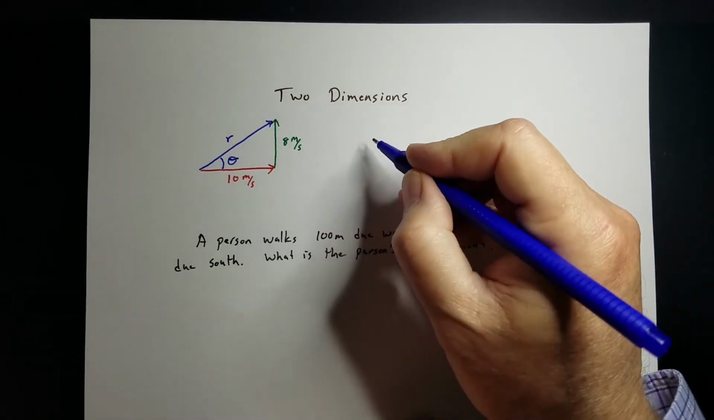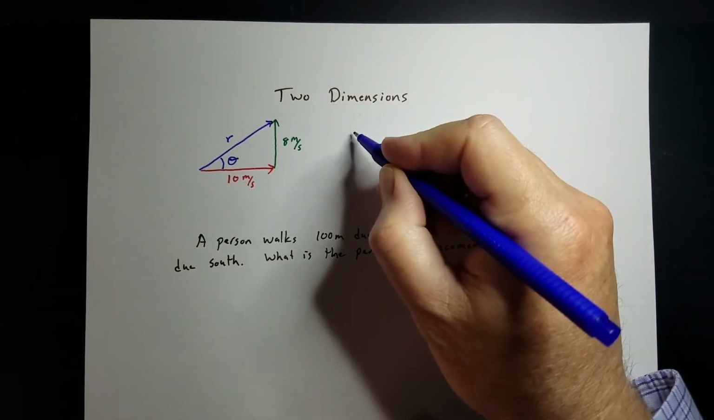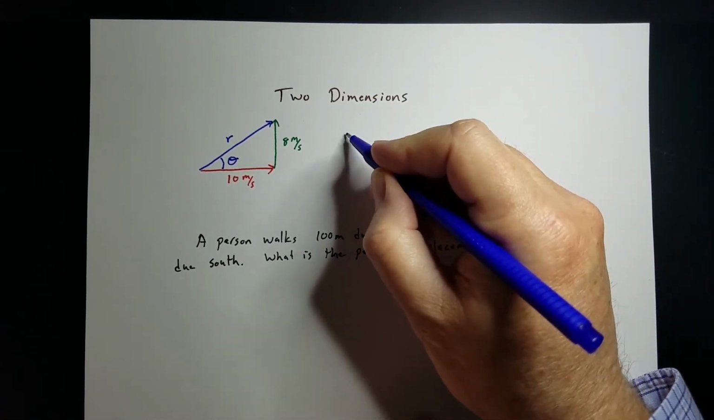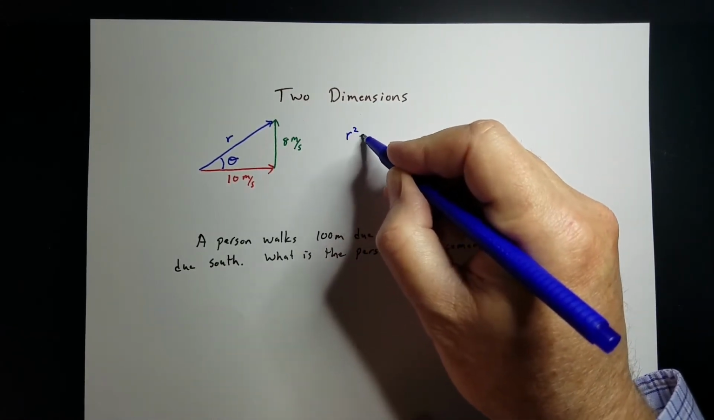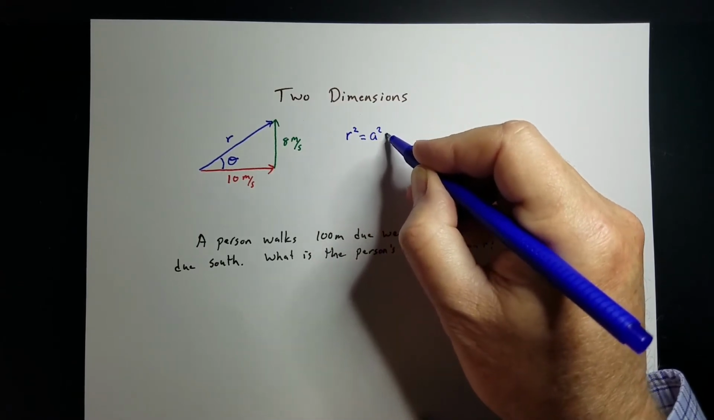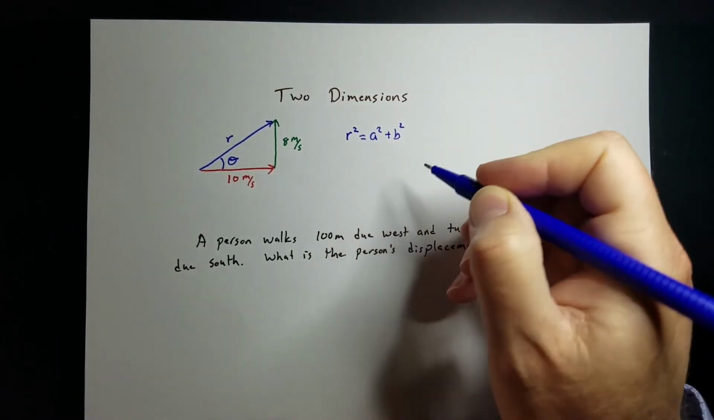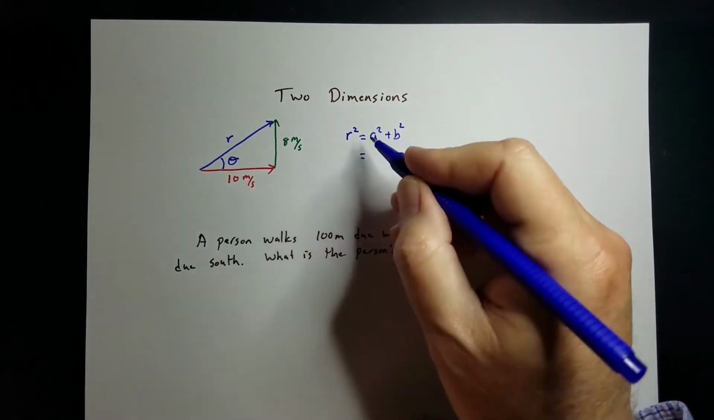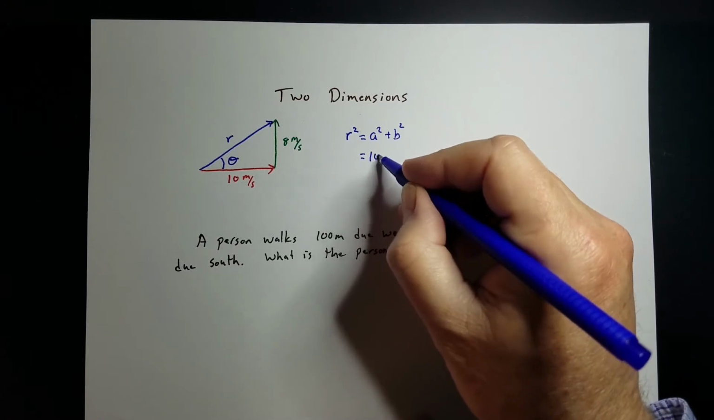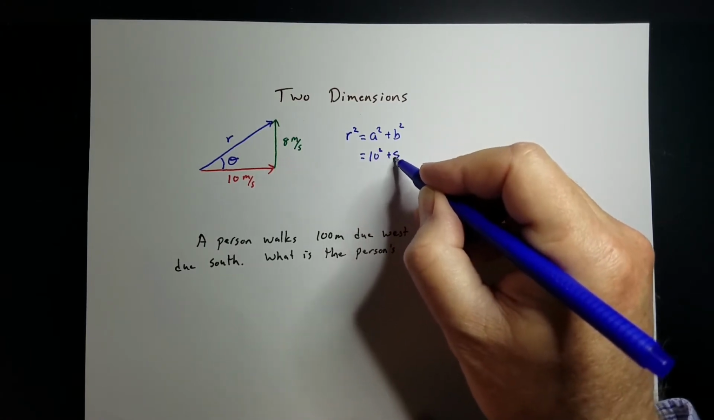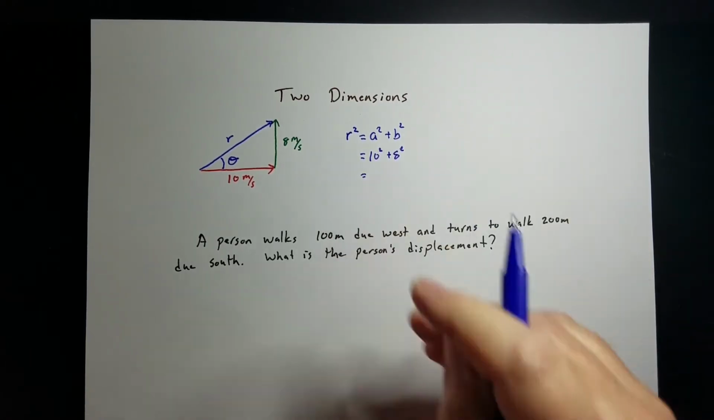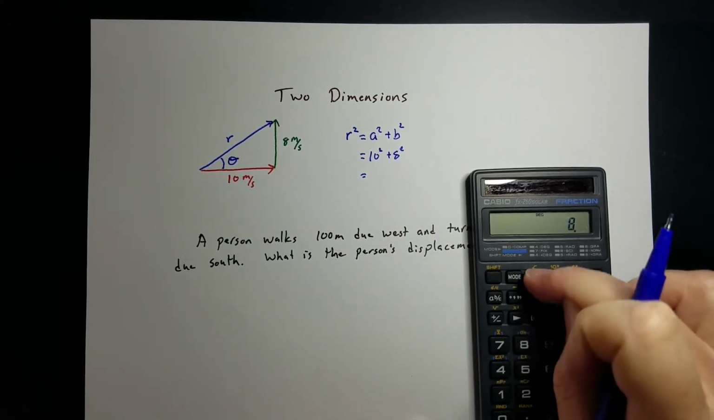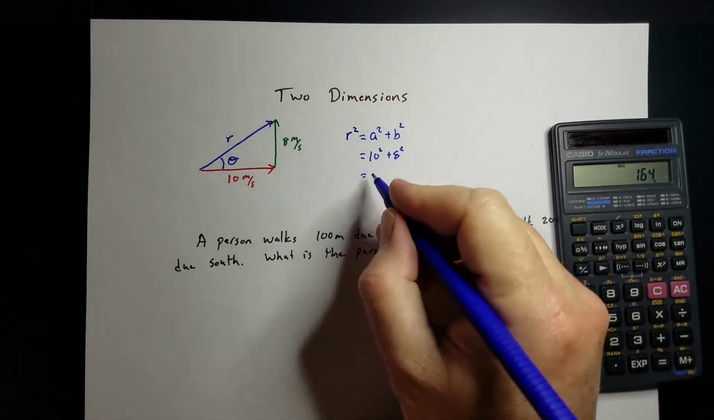That's actually pretty easy because we're just using the Pythagorean theorem, where it's a squared plus b squared equals c squared. A lot of times we change that up and say r squared for resultant equals a squared plus b squared. You can use a c there if you want. It won't make any difference whatsoever. And it doesn't really matter which one's a and b in this case. So we got 10 squared plus 8 squared gives me 164.